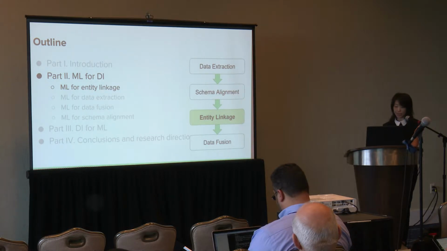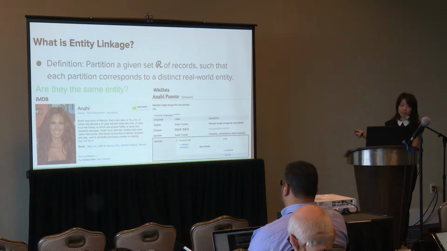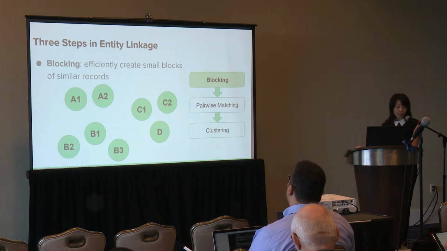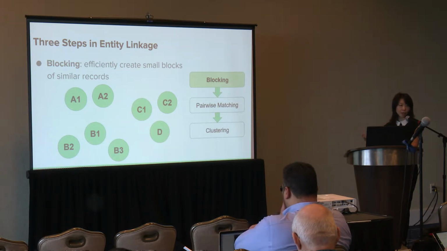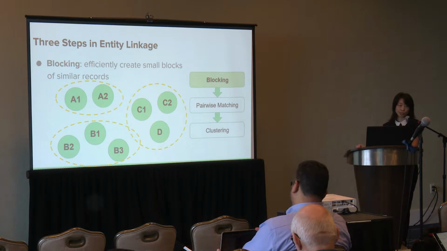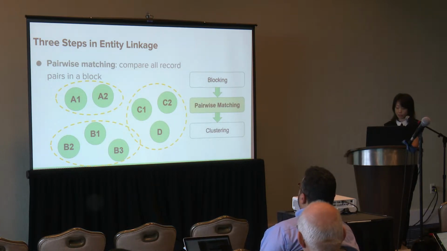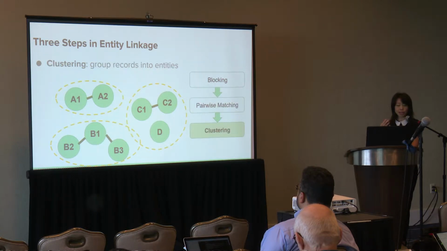Okay, let's get started with entity linkage. As mentioned, entity linkage is trying to partition a given set of records such that each partition corresponds to a distinct real-world entity. Here we want to decide if these 2 are talking about the same entity. There are 3 steps in entity linkage. First, we do blocking, to avoid pairwise comparison on all the records, and we want to efficiently create small blocks of similar records such that the records in different blocks are very unlikely to refer to the same real-world entity. Then we only need to examine each block and do pairwise matching. Between each pair of records in the block, we decide if it is a match or non-match. After that, we do clustering to find which cluster corresponds to a real-world entity.